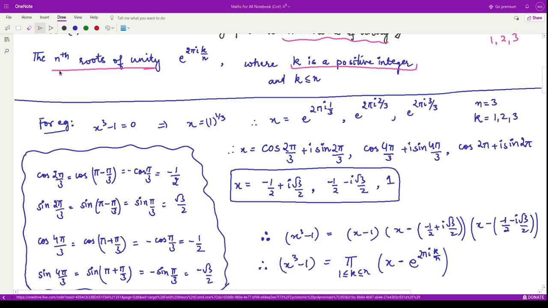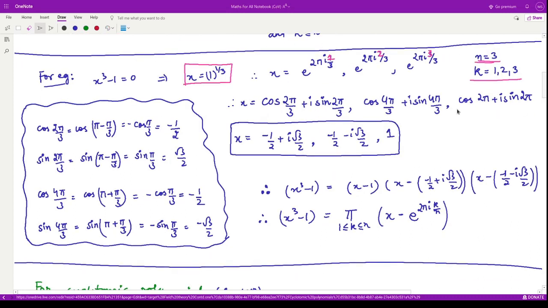To understand the nth roots of unity, we'll consider x cube minus 1 is equal to 0. So we are looking for all those x which is equal to 1 to the power 1 by 3, that is the third root of unity. In this case, our n is equal to 3, therefore k is 1 to 3, right? So according to this formula, we have e to the power 2 pi iota k divided by n, with k is 1, then k is 2, then k is 3. So we have 3 roots, right? And by De Moivre's formula, you know e to the power iota theta is equal to cos theta plus iota sin theta, right?